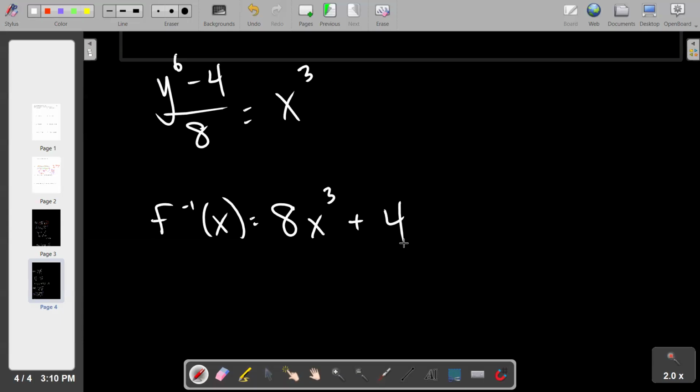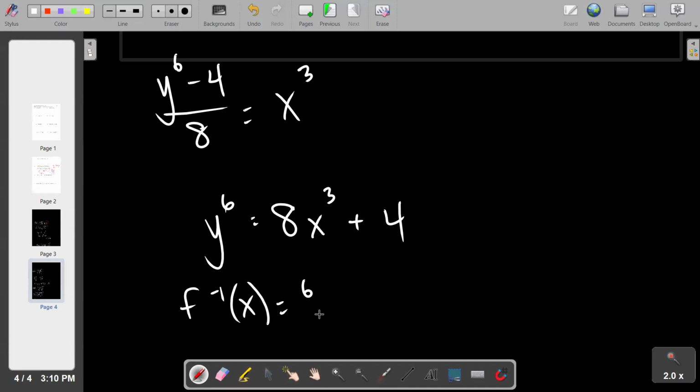There's all of it. I knew that, I was testing you guys. Now we have to take the 6th root of everything. So our final answer, F inverse, would be the 6th root of all that stuff, 8x to the 3rd plus 4. Thanks, guys, for keeping me in line. Appreciate you.